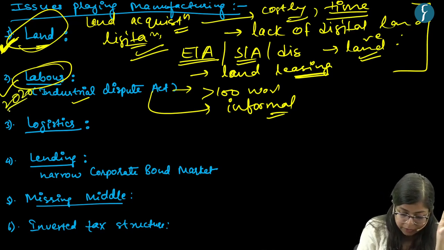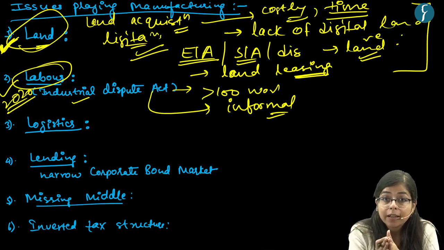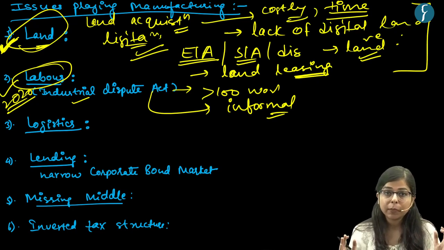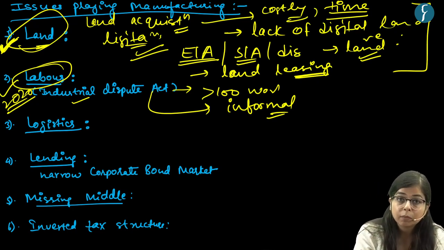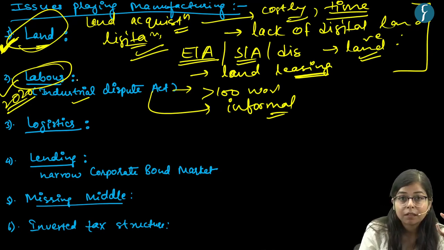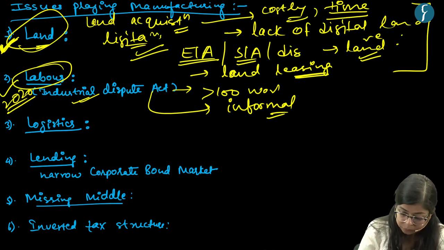Recently, in the year 2020, four labor codes were formulated in the country, but not much progress has been made in the implementation of those labor laws by different states, right? So the issue of labor, that is the skilling issue of labor, and also the rigid labor laws in the country, these issues persist, right?